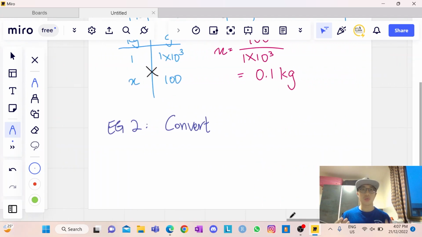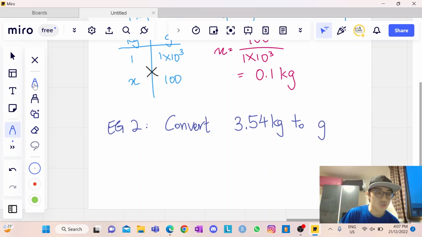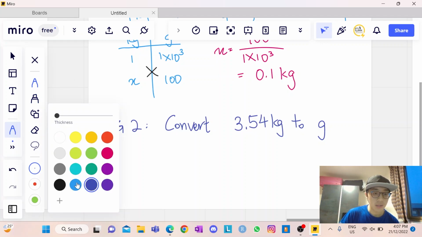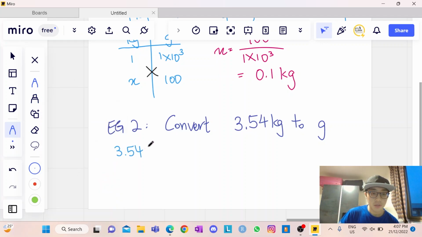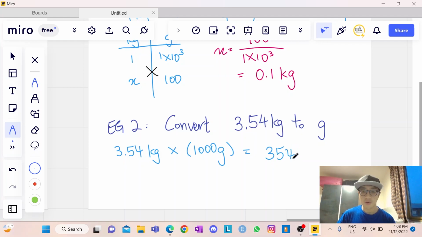What you will usually see in mass is just kg and g. So I'll just say convert 3.54 kg to grams. All right, so this is relatively an easier one because from a larger to smaller unit, all you need to do is, you know that 3.54 kg, you multiply with 1000 grams. Then you will get 3540 grams. And this is how you get the answer.